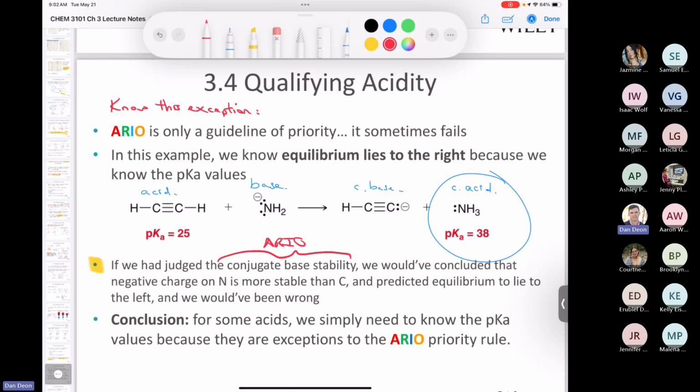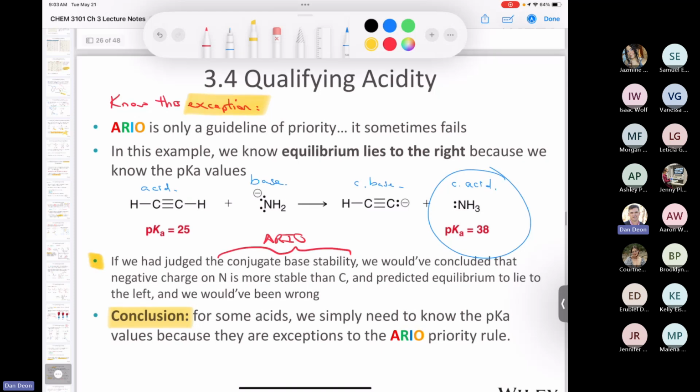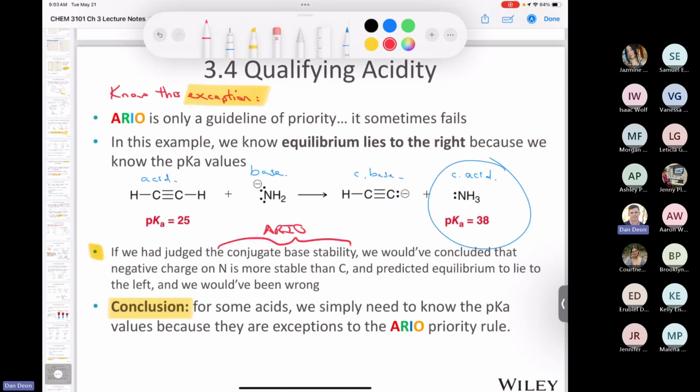Okay, now what's our conclusion? Okay, so students get nervous sometimes. They say, well, you would have been wrong if you'd used Aereo. It says here for some acids, like this example that I asked you, or this exception, you simply need to know pKa values. And this is why it's so important to memorize table 3.1. So I'm going to put another plug in here for table 3.1. You want to memorize that table. It's going to avoid so many problems. Okay. Now, if you're wondering, are you going to ask me an Aereo question with an exception outside of this one, this specific one here?